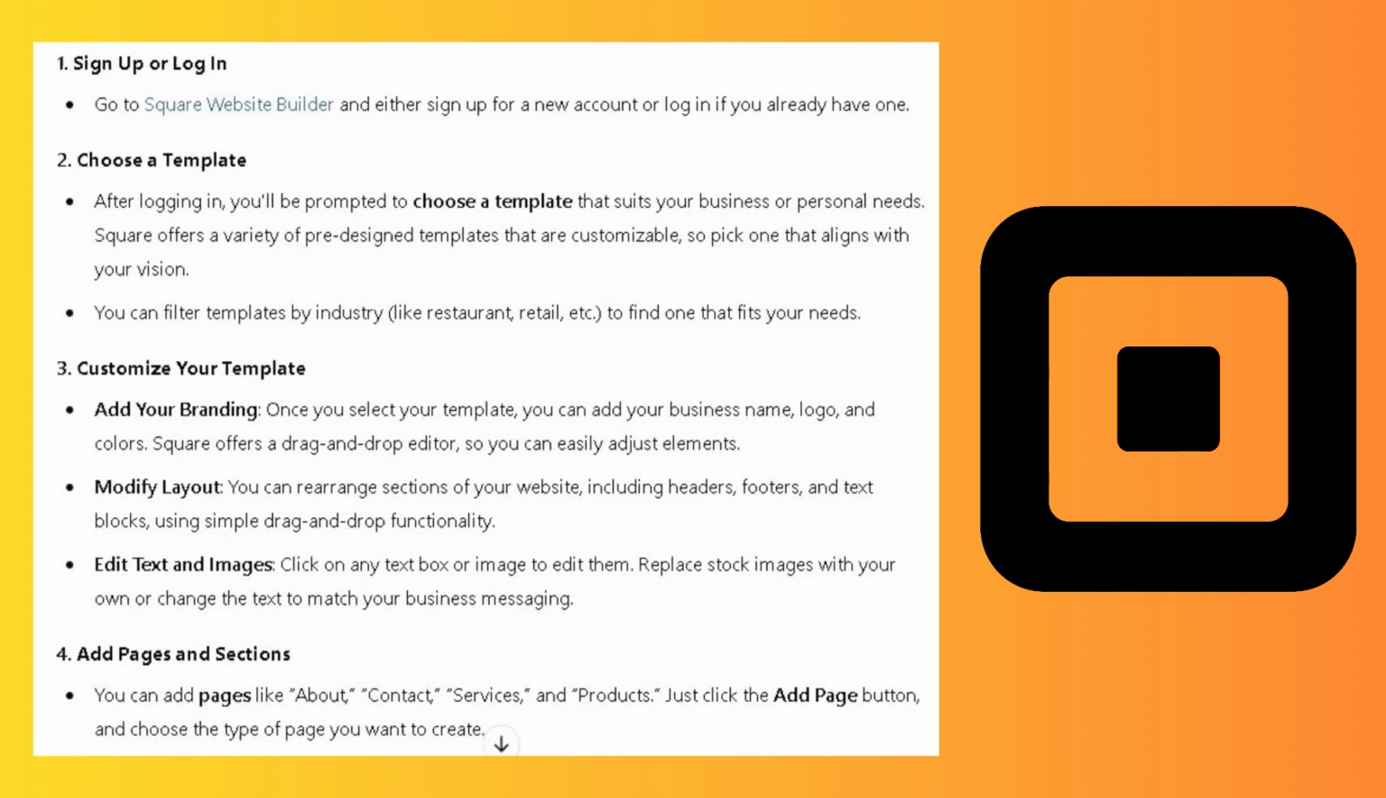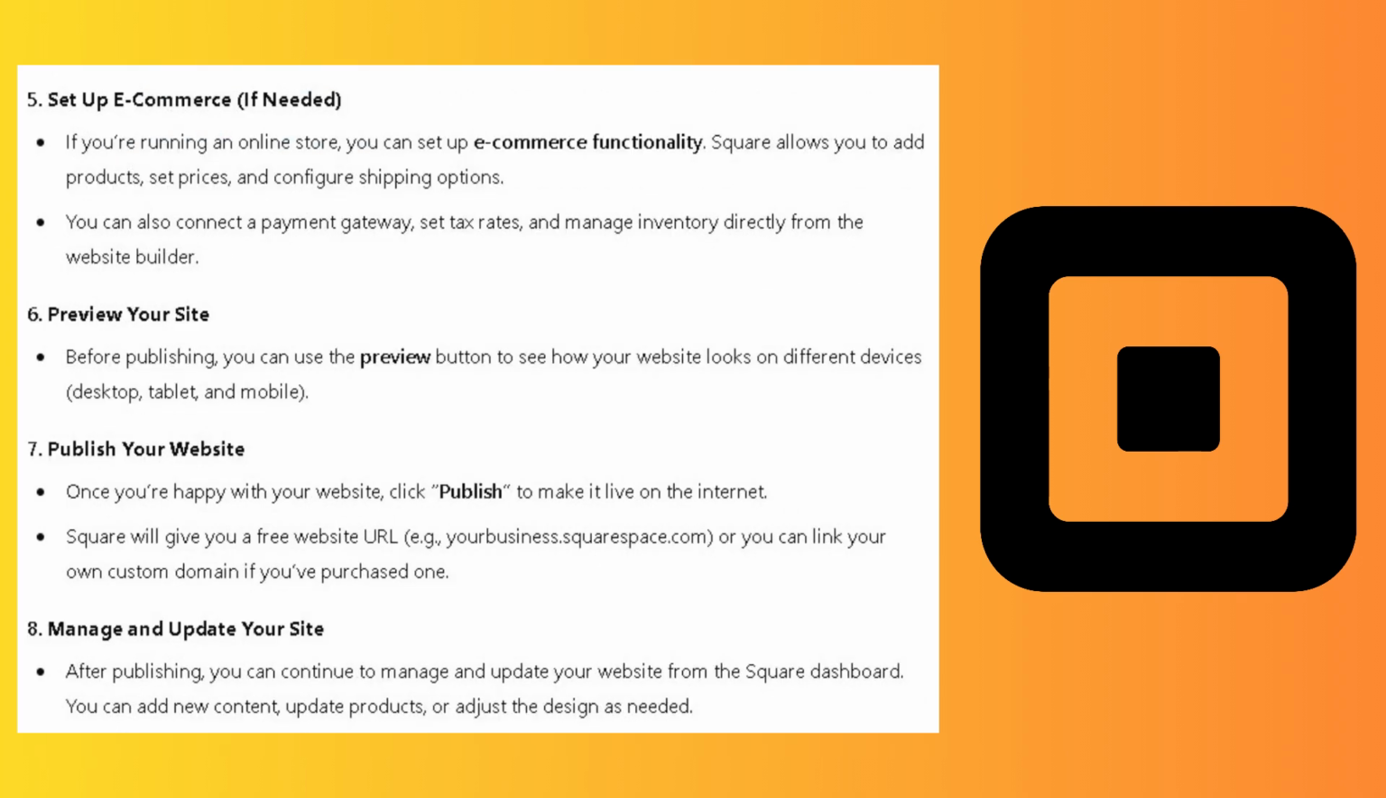Set up e-commerce. If you're running an online store, you can set up e-commerce functionality on your Square website. Square allows you to add products, set prices, and configure shipping options. You can also connect a payment gateway, set tax rates, and manage inventory directly from your website builder.